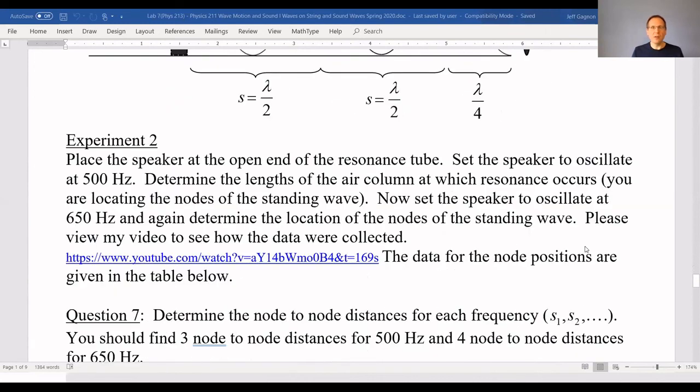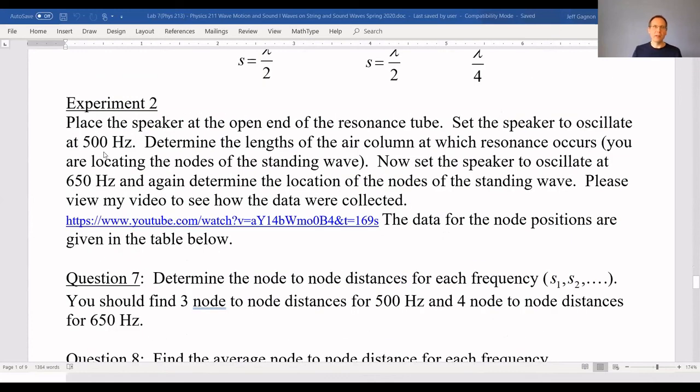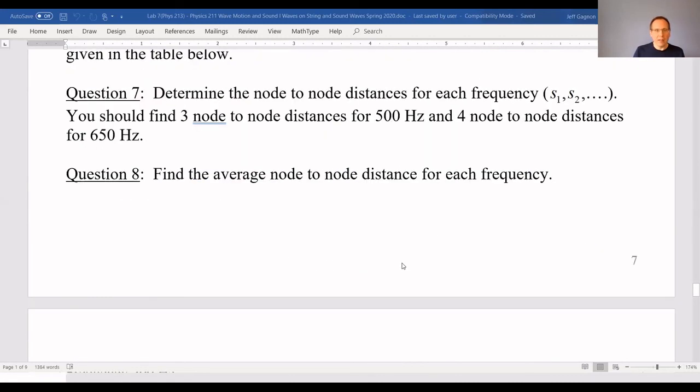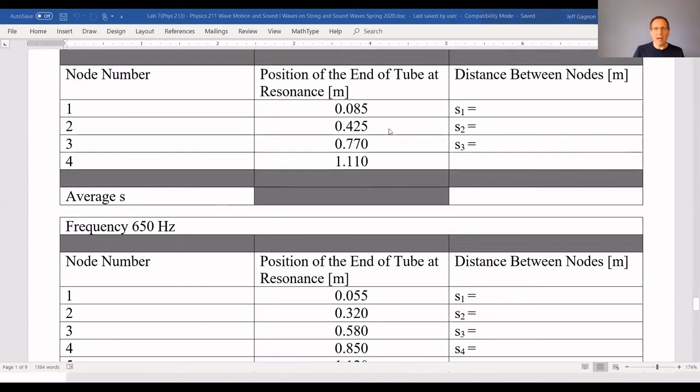So what you want to do is watch my video. I do this for both 500 hertz and 650 hertz, and I explained how the data was collected, how I figured out where those particular nodes are. So this would be the link to that video. And if you look in the table here, these are the actual values of the nodes. So this distance here, the 0.085, is in meters, and it's how far from the end of the tube the first node occurred at.